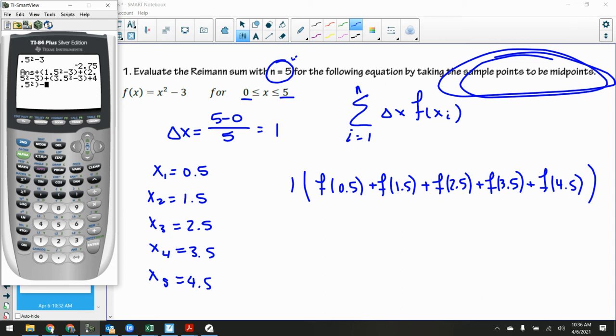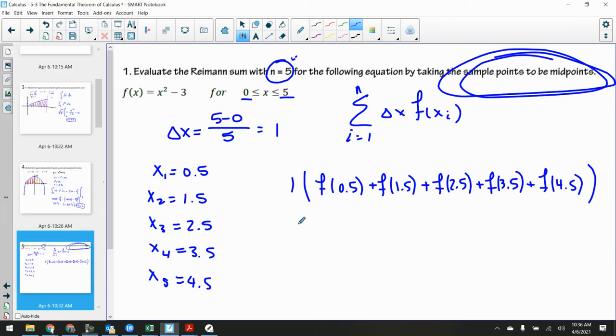Oh. What's wrong? Oh, gotcha. Okay, thank you. I was going to say, I didn't think I did anything. 4.5 squared minus 3. There we go. That's right. 2.5, 3.5, 4.5. 26.25? Yep, that's what I got. So the Riemann sum is 26.25.